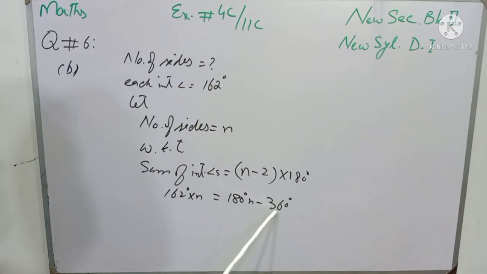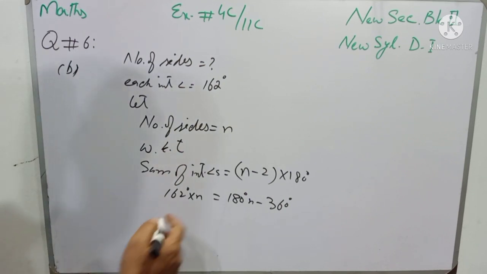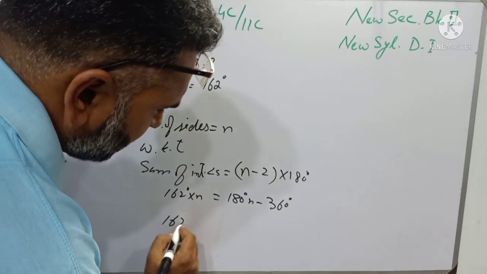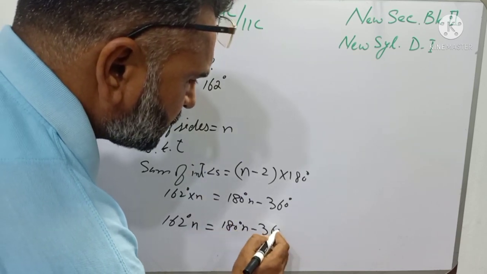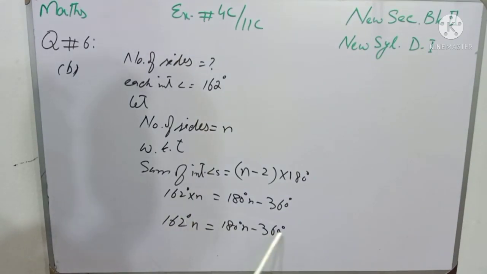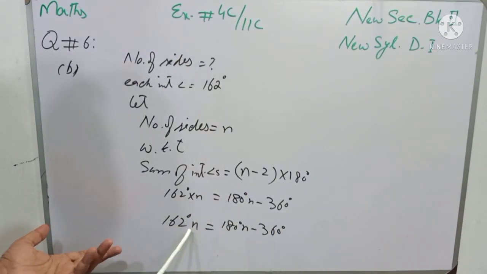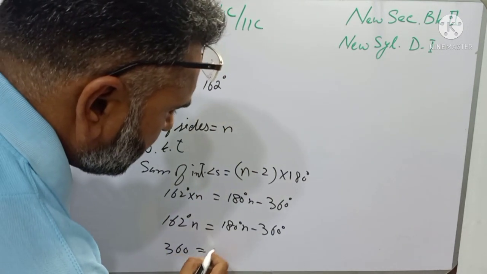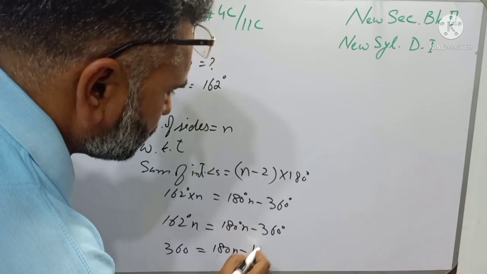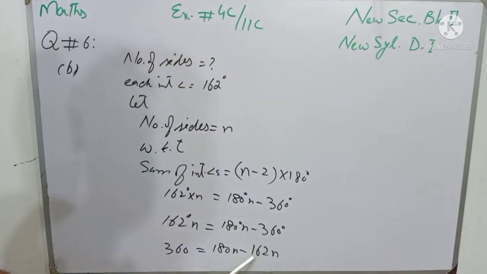Now students, 360 is minus on the right side. When I transfer it to the other side, it will become plus, and 180 degrees n is plus on the left side. When we transfer it to the other side, it will become minus. First it is written as 162 degrees n is equal to 180 degrees n minus 360 degrees, and all the terms have degrees, so we need not write degrees again and again, and we will have 360 is equal to 180n minus 162n, and we will subtract 162 from 180 and we will have 18.